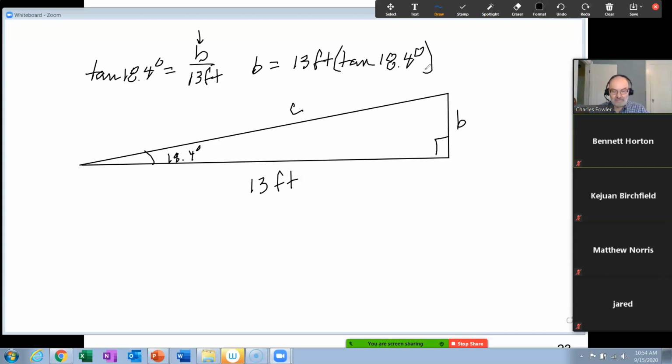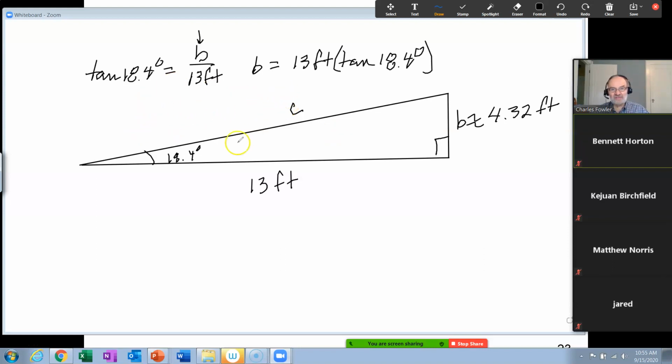And that gave me B to be approximately, I'll call it 4.32 feet. Now the reason I set it that way, this is only two significant digits here, so I should call that 4.3. But they gave you 3 digits here, so I'm going to give you 3 digits here too. Okay? Now, that gave you B.